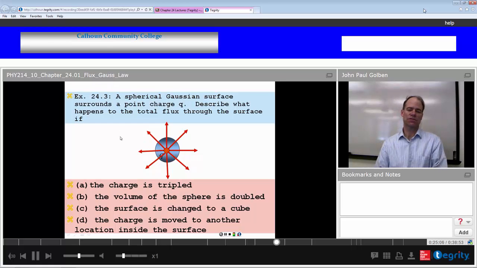What happens if I move the charge to another location inside the surface so it's not centrally located? I'm going to move it to one side. What's going to happen to the total flux through that sphere? Well, it's going to be more dense on the side that I moved it to because the lines are going to be closer together and more dense there, and more spread out on the other side. But I'm still going to have the same number of lines eventually exiting that sphere. So even though I moved it off center, I'm still going to have the same total flux going through that sphere. It's just going to be a little bit more dense on one side as opposed to the other. So still no change.